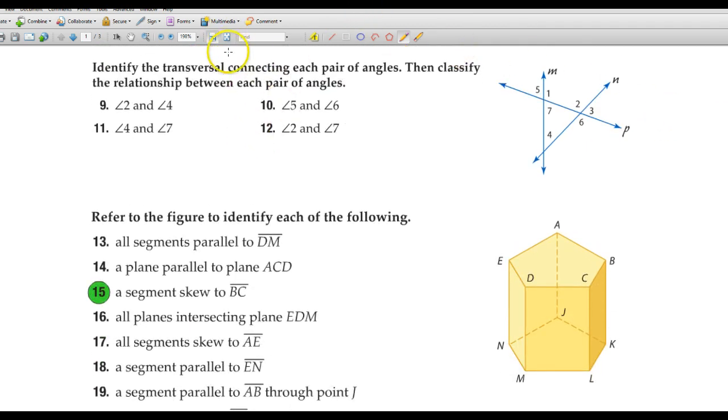For 9 through 12, identify the transversal connecting each pair of angles, then classify the relationship between each pair of angles. So for number 9, angles 2 and 4. 2 is here, 4 is there. Okay, so for the transversal, we want which of these three lines makes contact with both of those angles. So that would be this line. So this line N is our transversal. So identify the transversal. So that would be line N.